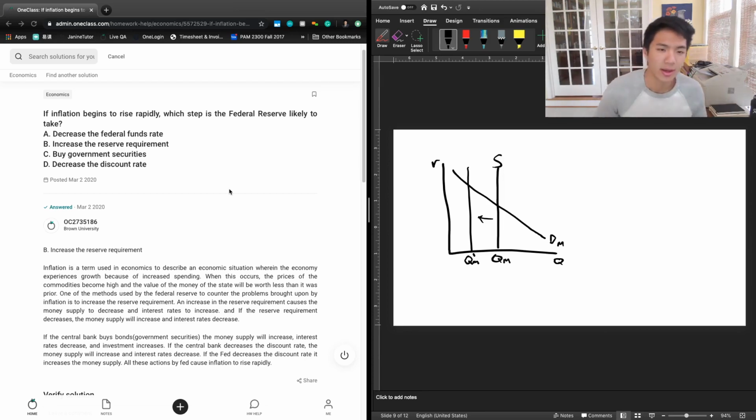The first option is option A, which decreases the federal funds rate. We have to remember that the federal funds rate refers to the rate at which banks borrow from each other. So it basically reflects the overall interest rates in the market, right? Decreasing the federal funds rate would be equivalent to decreasing the overall interest rate in the market. And we know that's not going to be the right answer because we're dealing with a situation in which we want higher interest rates, not lower interest rates, and therefore A is going to be incorrect.